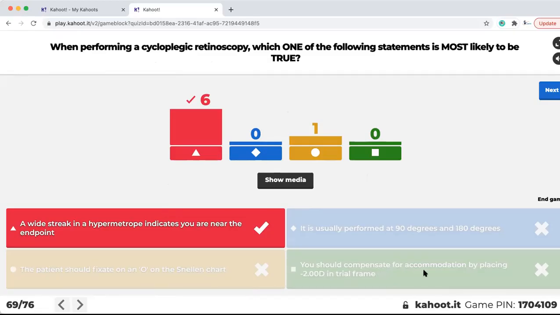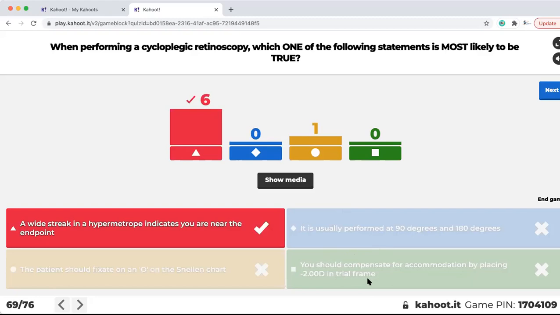We should compensate for accommodation by placing minus 2 diopters in the trial frame. No, we should compensate for the working distance. If it is 50 centimeters, then we will compensate by minus 2 diopters, or by putting plus 2 diopters, or subtracting 2 diopters after the end of refraction.